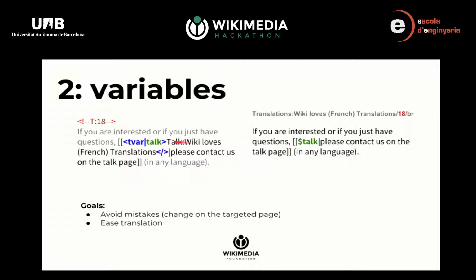For people who are familiar with wikitext, here starting with the 2 brackets is supposed to be a link, and that link is going to a talk page. Using this allows translators not to worry about the page they want to target. The talk page will be the same on all translations. Translators just need to use that $talk element, and the link will be built. The goal is to avoid mistakes. For instance, if someone, I don't know why, decided to translate talk Wikilove's French translation in another language, the link will not work.